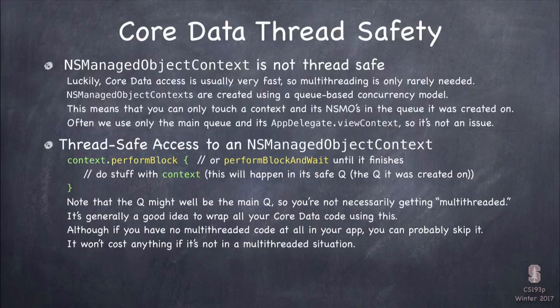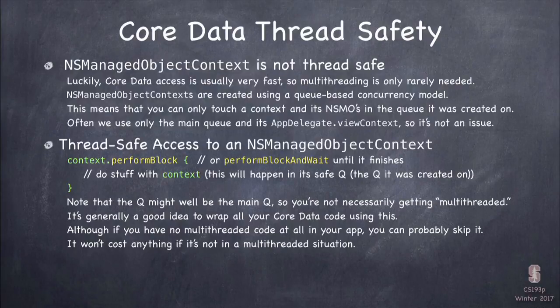But first I want to talk about this important method in context called perform block. Perform block just takes a closure that takes no arguments and returns no arguments, and it will ensure, this is an insurance method, that everything inside that closure happens on the right queue for that context. Don't get confused, this method does not dispatch or cause background threading. This is just making sure that the closure executes on the right queue. So this is a way that you can be safe.